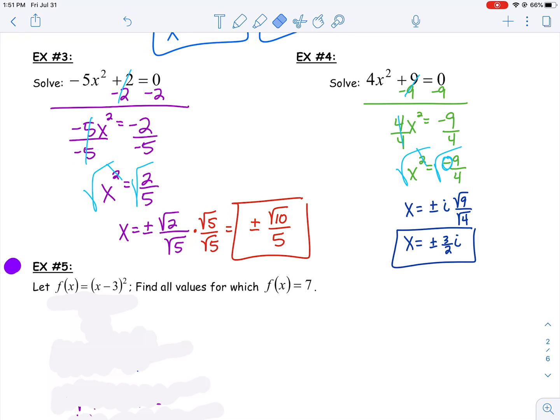Make sure you get all of your numbers away first before you square root. And then remember, anytime you square root, you have to add that plus or minus.